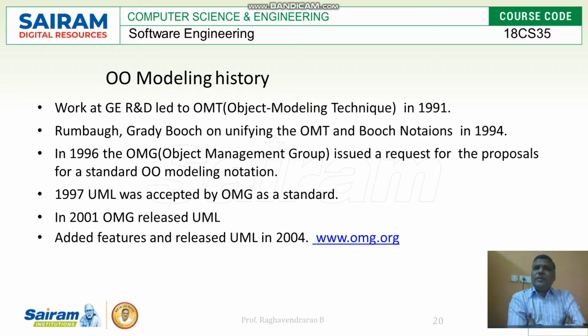In 1997 the UML, Unified Modeling Language, was accepted by the Object Management Group, so they accepted these standards. And in 2001 the Object Management Group released the UML notations and all these things. So UML is now a part of the object-oriented methodology and modeling concepts. New features were added for the UML diagrams in 2004. A link has been given, so you can see all the information in it. This is the brief history of object-oriented modeling.